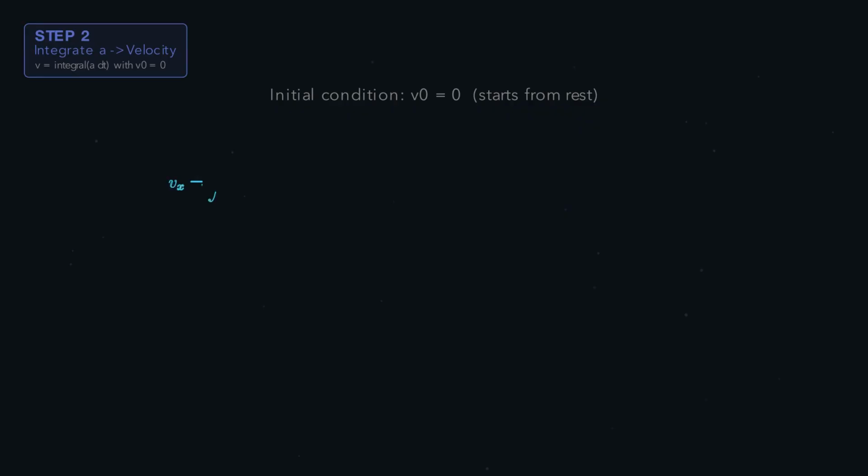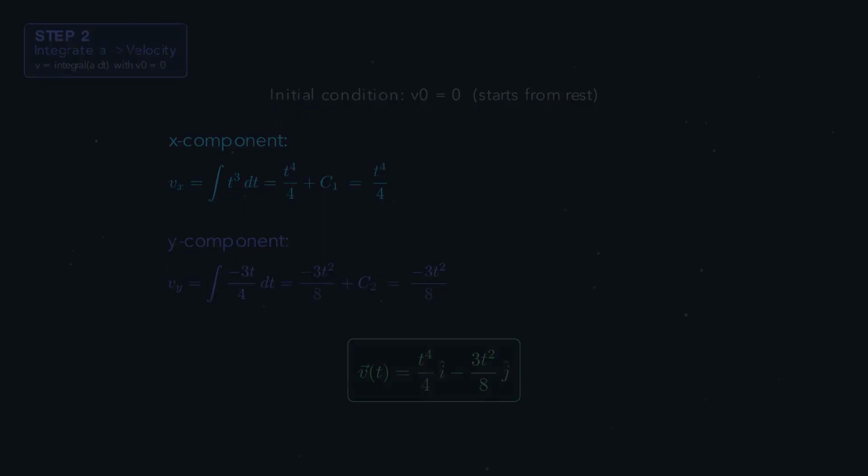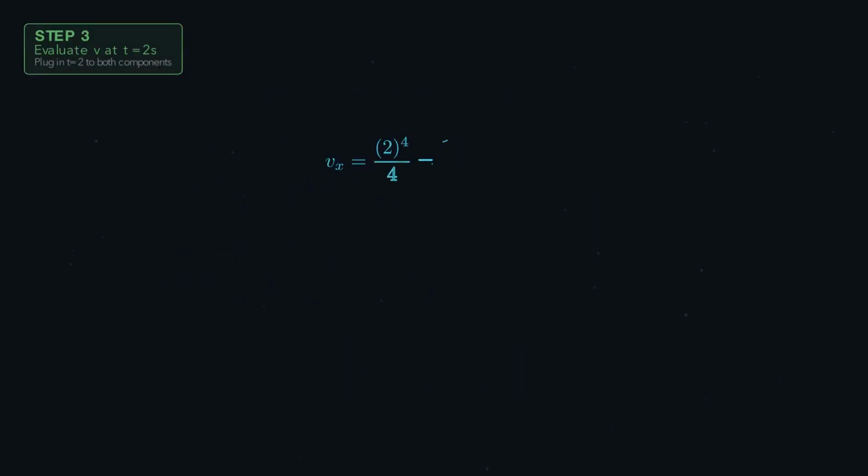Divide each component of the force by 4 kilograms. The x acceleration becomes t cubed, and the y acceleration becomes negative 3t over 4. Notice these 2 components are completely independent of each other. Step 2. Integrate for velocity.